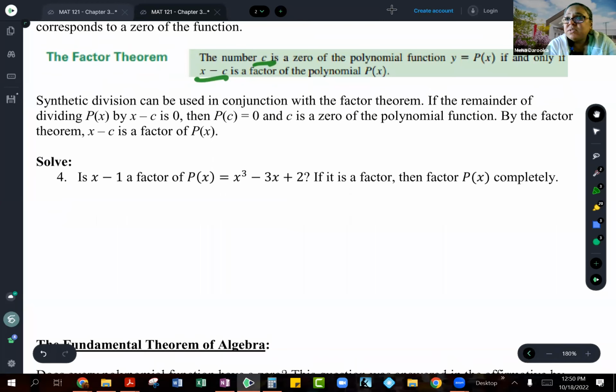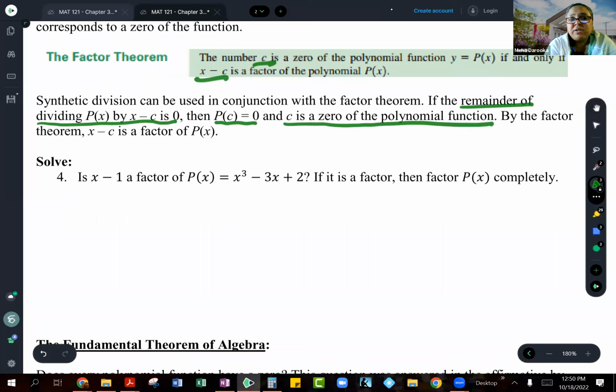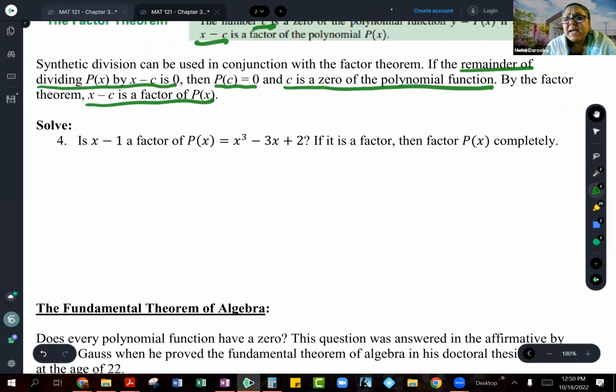Synthetic division can be used in conjunction with the factor theorem. If your remainder, when you do the division, comes out to be a 0, then that means you have found one of your zeros, and that is going to be a factor of your polynomial also. So you have found your 0, your x-intercept, your root, but you've also found one of the factors for your polynomial. So let's take a look at this one here. They're asking us to figure out if x minus 1 is a factor of this polynomial or not.